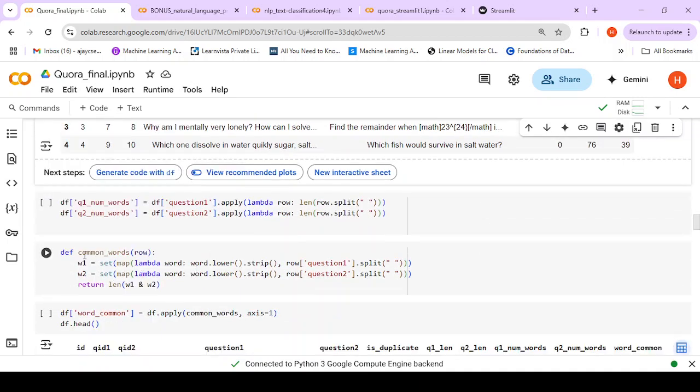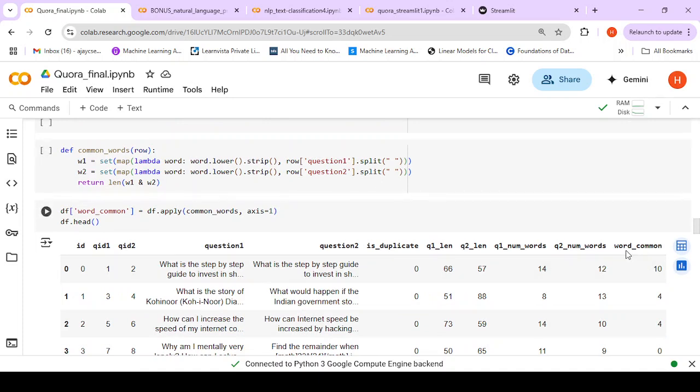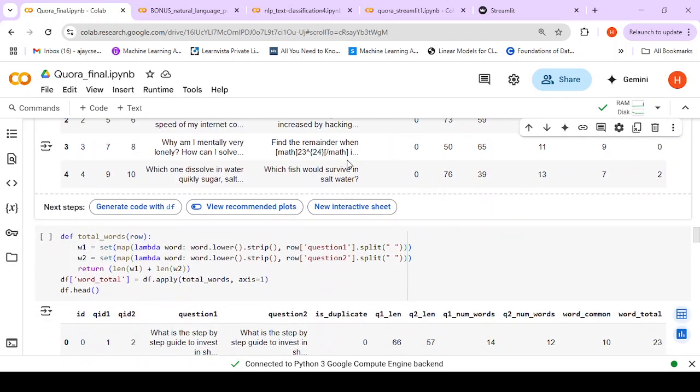Now I check here what are the common words. See here, there are 10 out of 14 words and 12 words here. There are 10 words which are common. Out of 8 words and 13 words here, 4 words are common. 11 and 9, 0 words are common. So like this, it will help me to understand what actually happens.